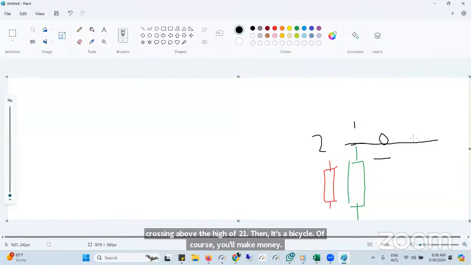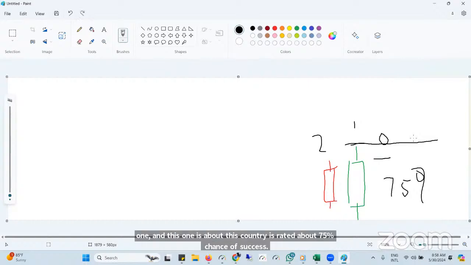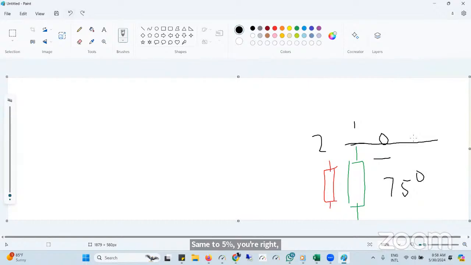Now, the second one, this candle is rated about 75% chance of success. How do you write 75%? I'm using my hand on my screen, so I don't write the 0 very well. The 0 should be small, something like that. 75% chance of success. And the next one on the screen is going to be something like this.